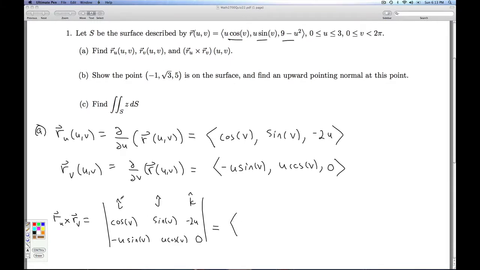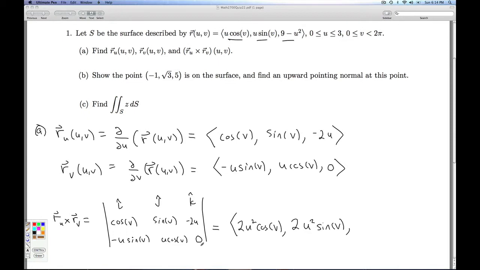Let's see what I get. If I wipe out the row and column the i is in, I get a 0 minus a negative 2u times that. So I'm going to get a positive 2u squared cosine v. With the j hat, wipe out the row and column the j is in. I get a 0 minus, this times this is a positive, that's a 2u squared sine v. But I make that negative, so I'm going to get a positive then, 2u squared sine v.